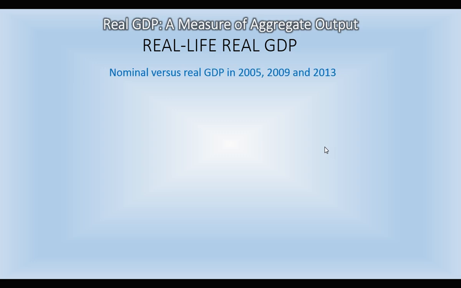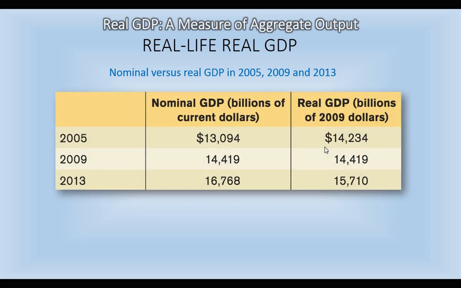All right, real life, nominal versus real GDP in these various years, 2005, 2009, 2013. We see that nominal GDP in 2005 was 13 billion roughly. Real GDP in 2009 dollars was actually 14 billion. So in 2009, obviously, using the same prices, we're going to get the same number for nominal and real GDP because that's the prices we're using to measure real GDP.